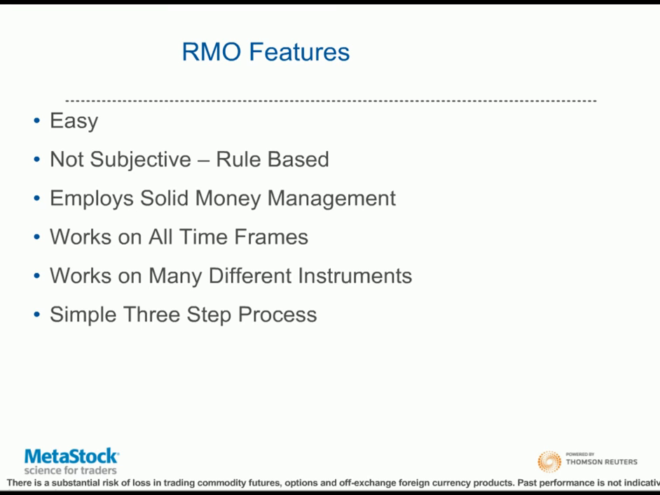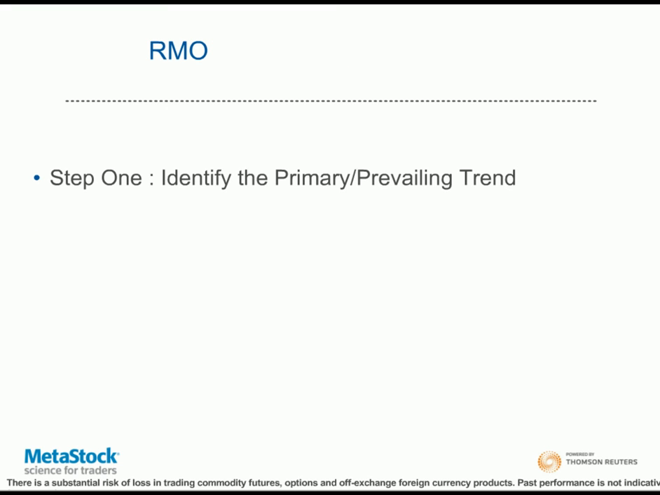Let's go ahead and get started with the rules. The first step that we're going to do is identify the primary and prevailing trend on the stocks. And in a second, we're going to go into MetaStock. We're going to transfer it in, and I'm going to show you how to do that. Okay? Let's go ahead and do that. Give me a second. I'm going to change your view. It'll go blank for a minute.